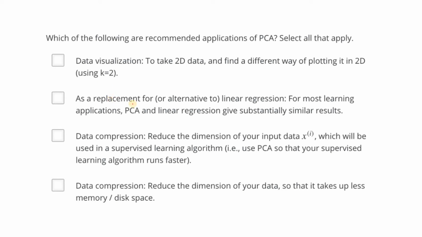Okay. Option B, as a replacement for linear regression. Option C, data compression. Okay. Reduce the number of dimensions of your input data xi, which will be used in supervised learning algorithm. That is, use PCA before running your supervised learning algorithm, so that your supervised learning algorithm will run faster, because it has to handle lesser number of input columns or input features. Okay. And the last option is again data compression. Reduce the dimensions of your data so that it takes up less memory or disk space.